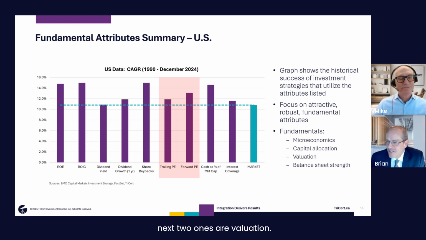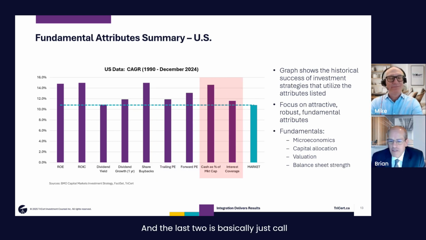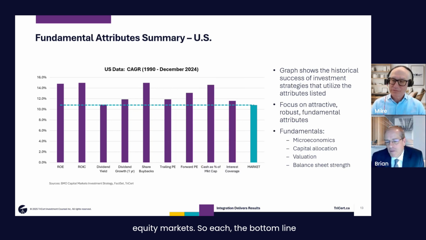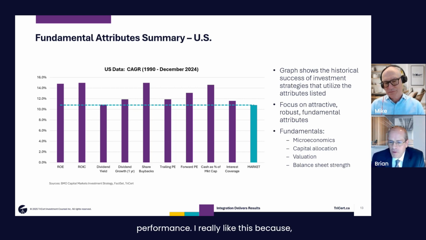Then the next two ones are valuation. And it turns out, of course, which we've all learned, paying a cheap price will lead to better results. And the last two is basically just call it a proxy for the strength of the balance sheet. And I think it goes without saying, knowing that bad balance sheets can get you in deep trouble in the equity markets. So the bottom line is that the kind of attributes, and there's a lot more than just this that we look at in our shop, but these are examples of the kinds of attributes we'd be very attracted to. And you can see there's darn good reason for it. Each of them independently are good strategies that have the potential to lead to better performance.